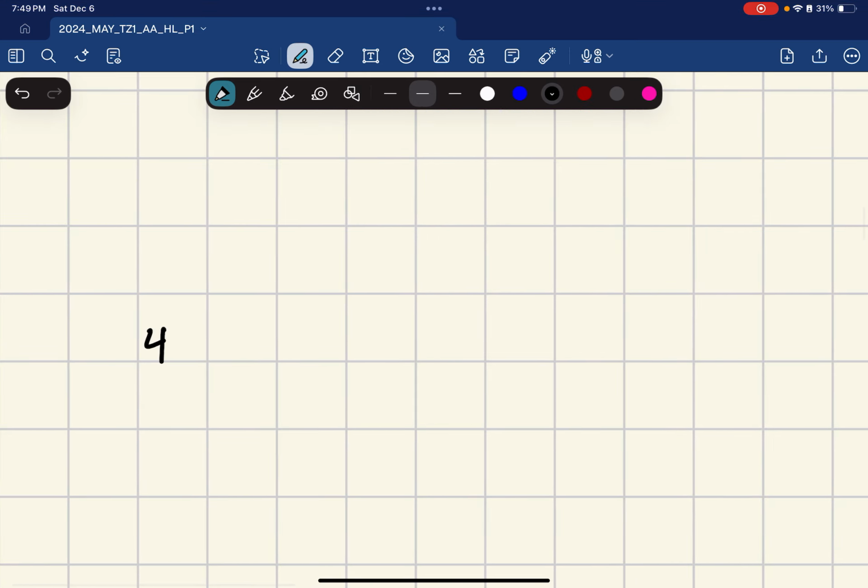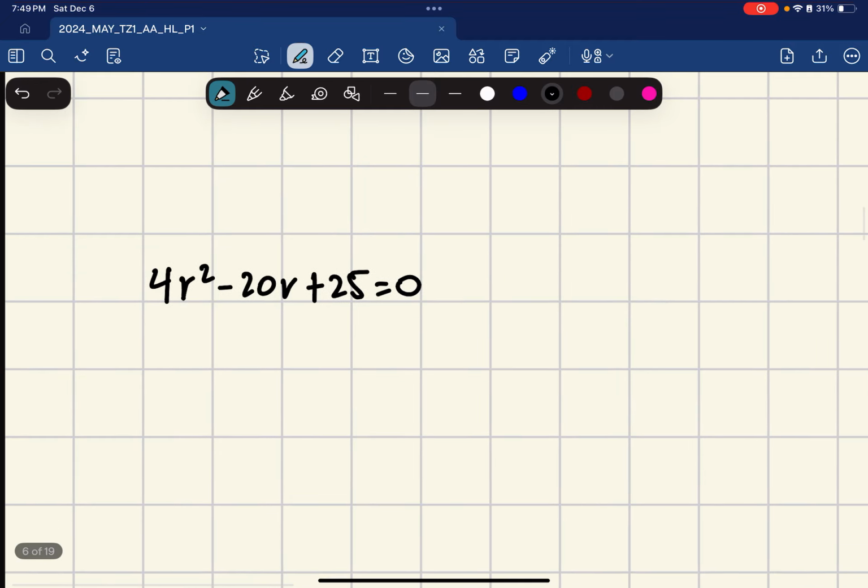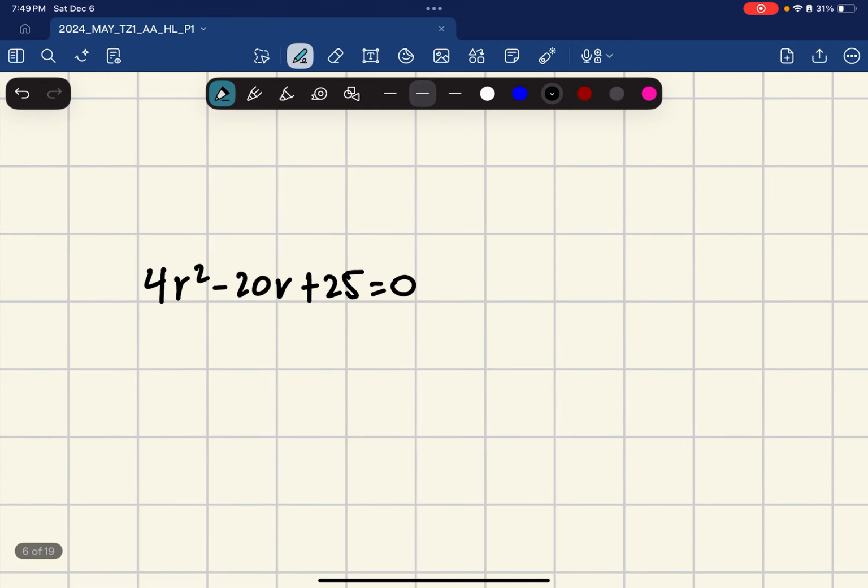So 4r squared minus 20r plus 25 is equal to 0. Let's try to factor that out. How do you factor this out?